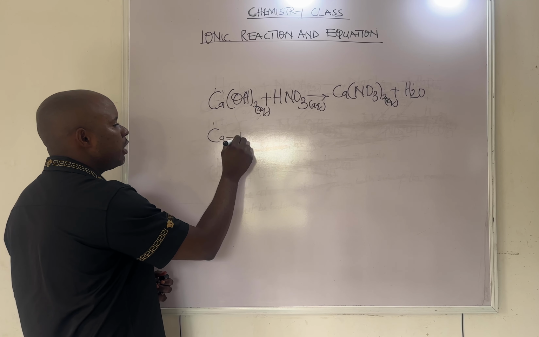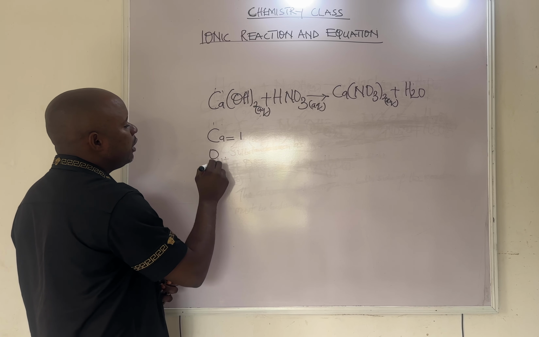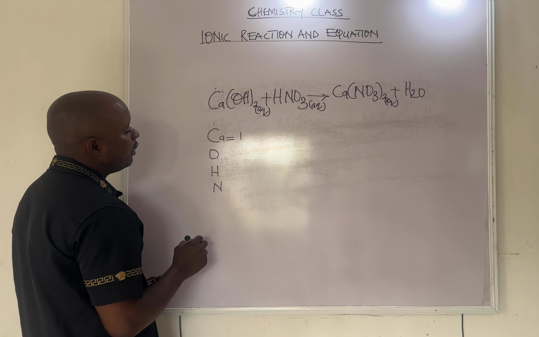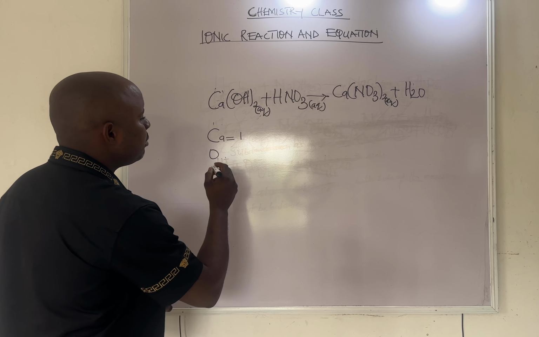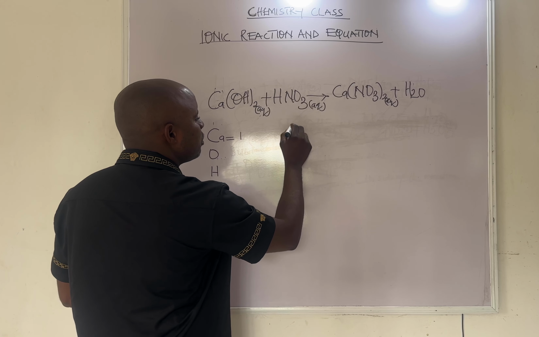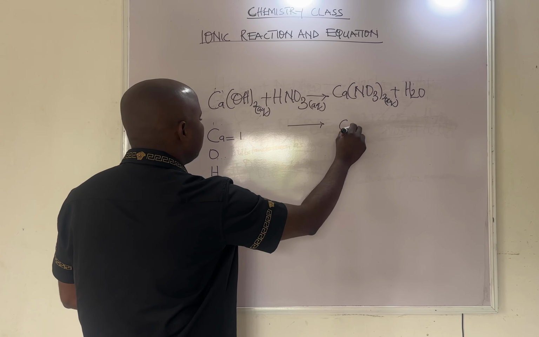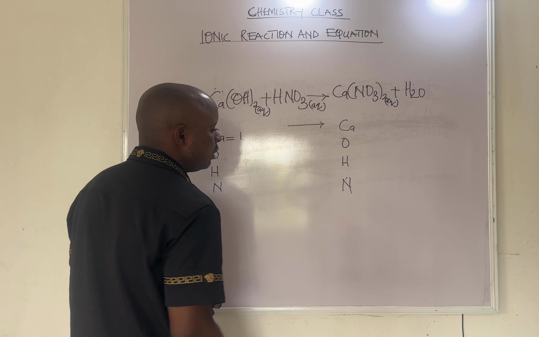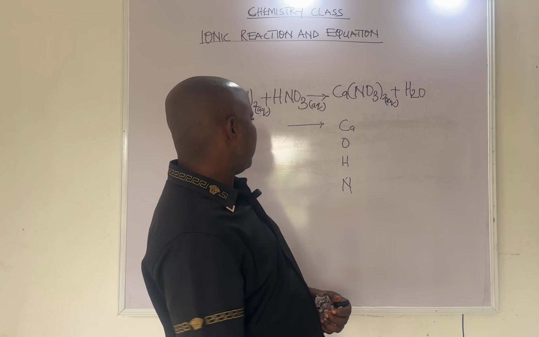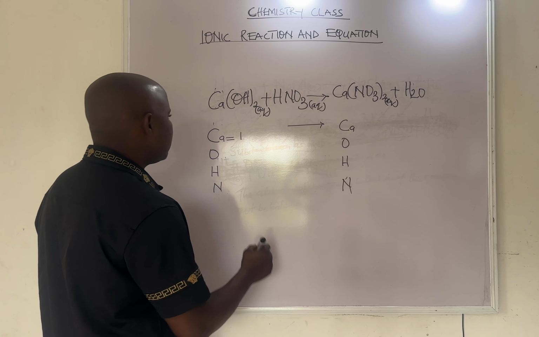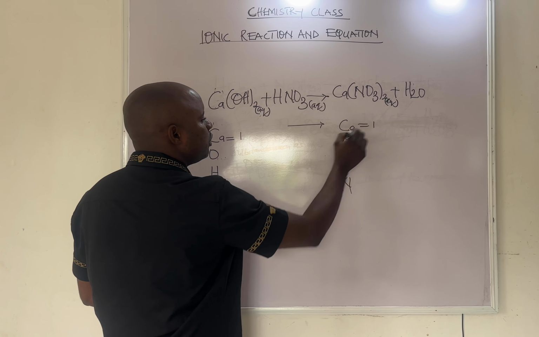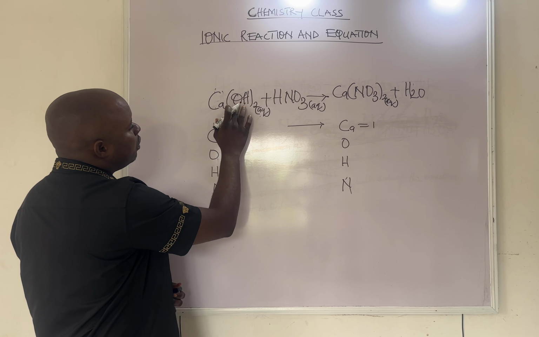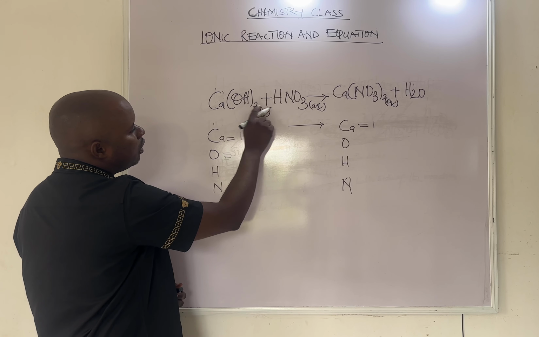Let's have calcium is 1 here. We have oxygen, we have hydrogen, we have nitrogen. These are the 3 elements that form this reactant part. So whatever is found here is always found here. We're going to have calcium as well, oxygen, hydrogen, and nitrogen. So by so doing, let's have a simple one. On this side, we have the sodium. Calcium is 1 here. Oxygen is 1 here times 2. We're going to have 2 plus 3 here.